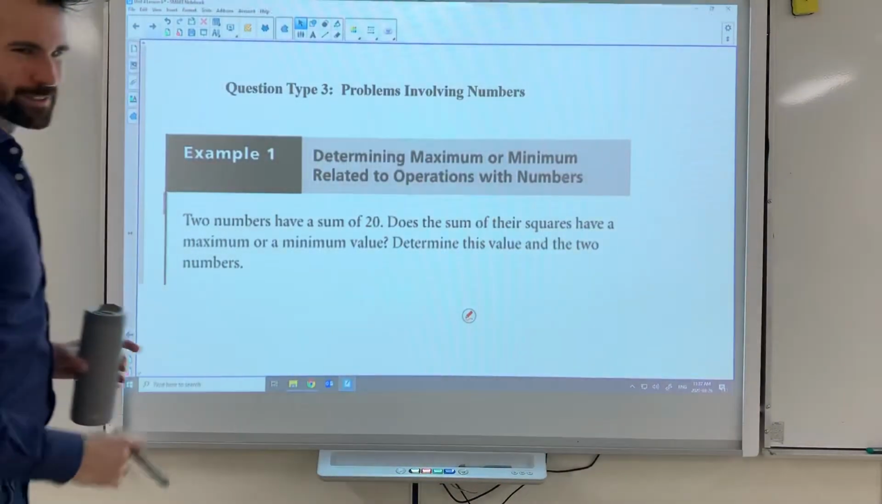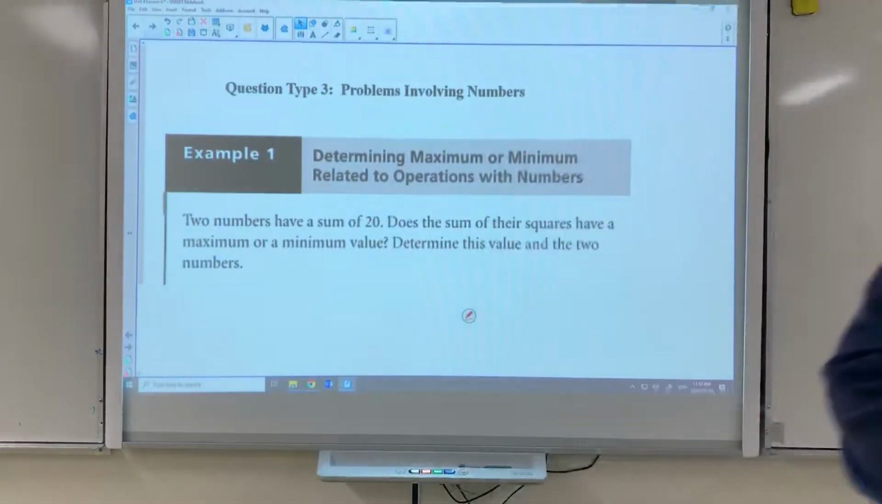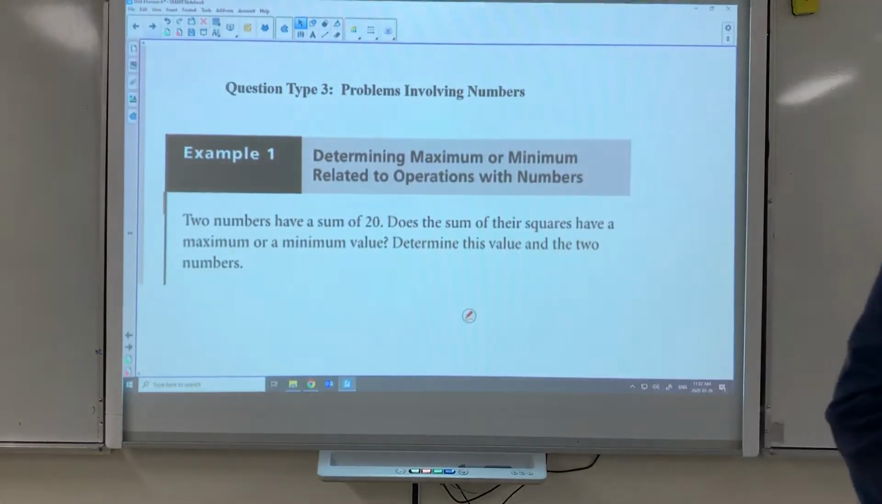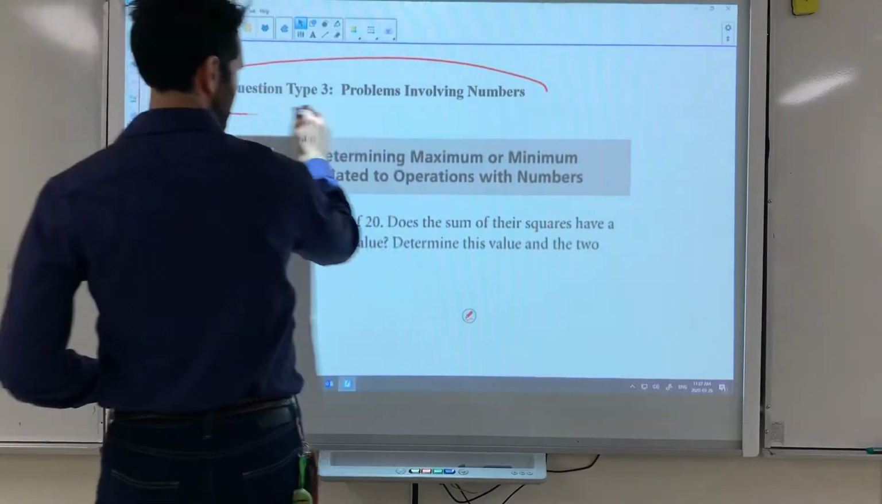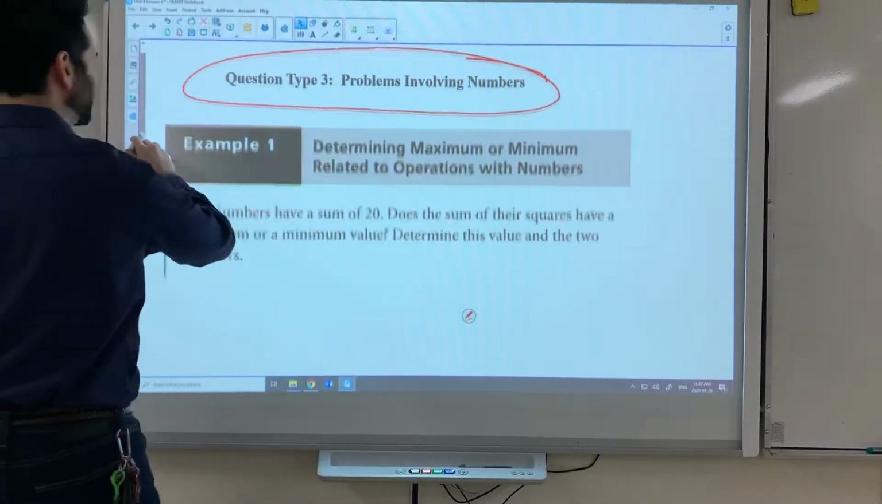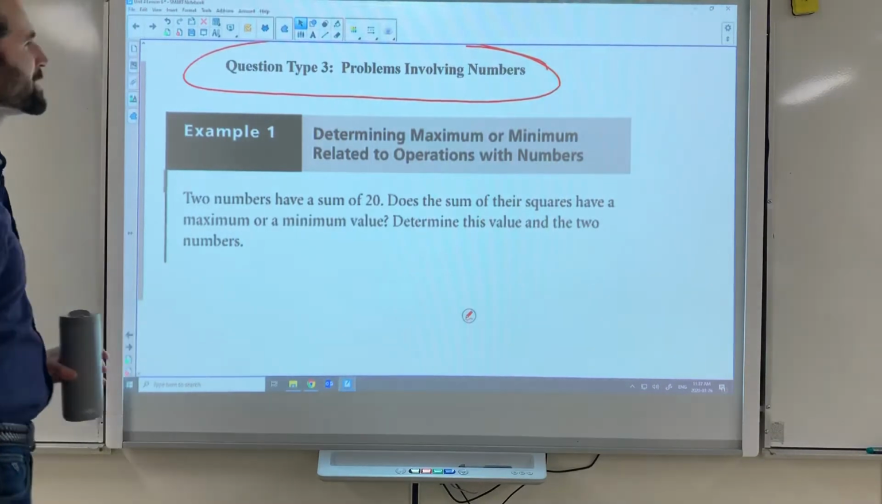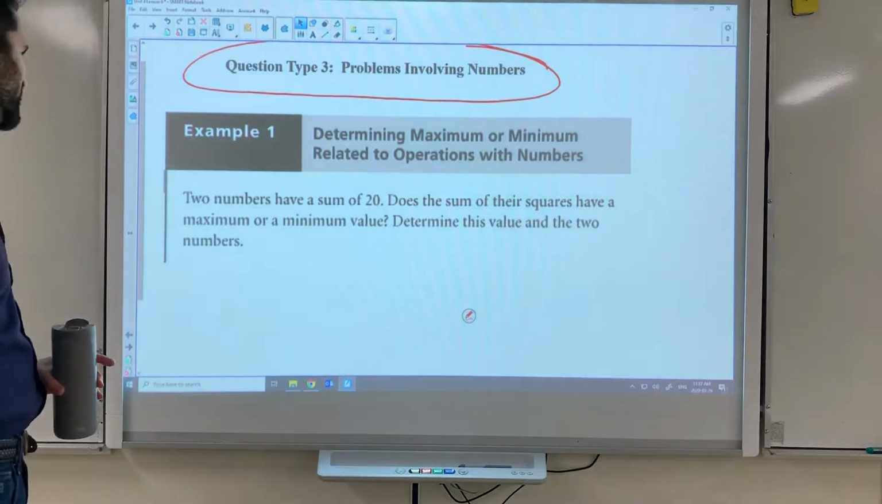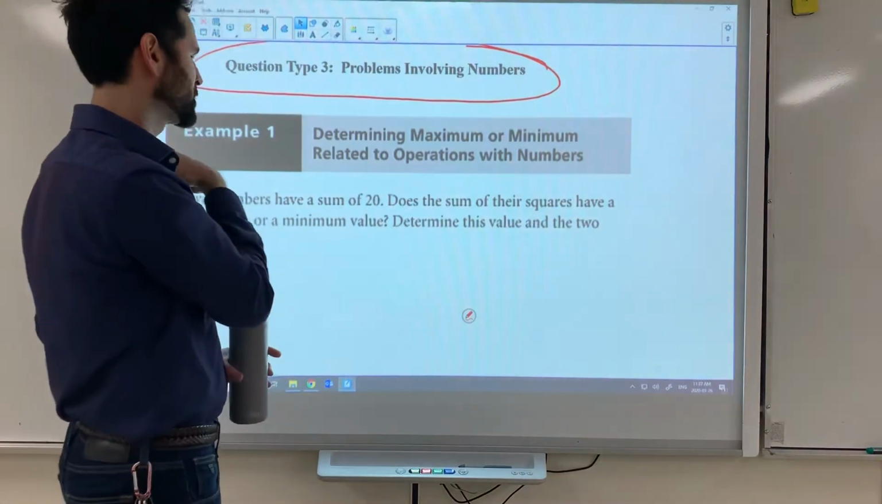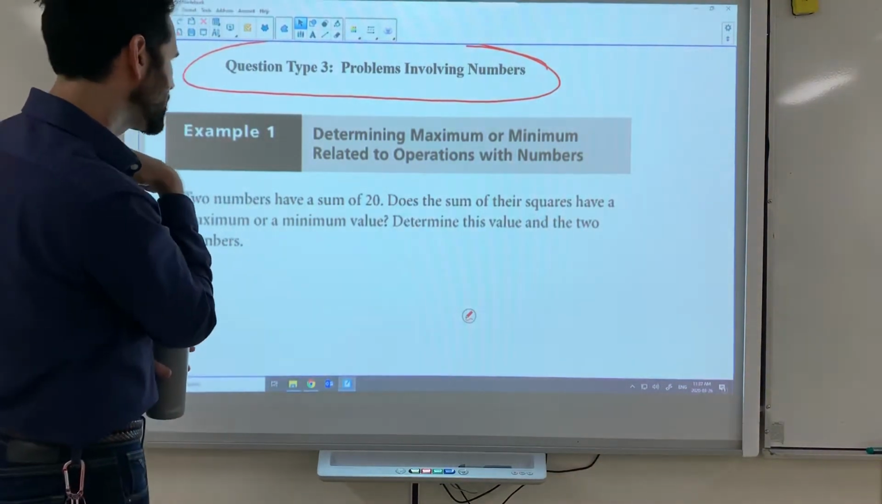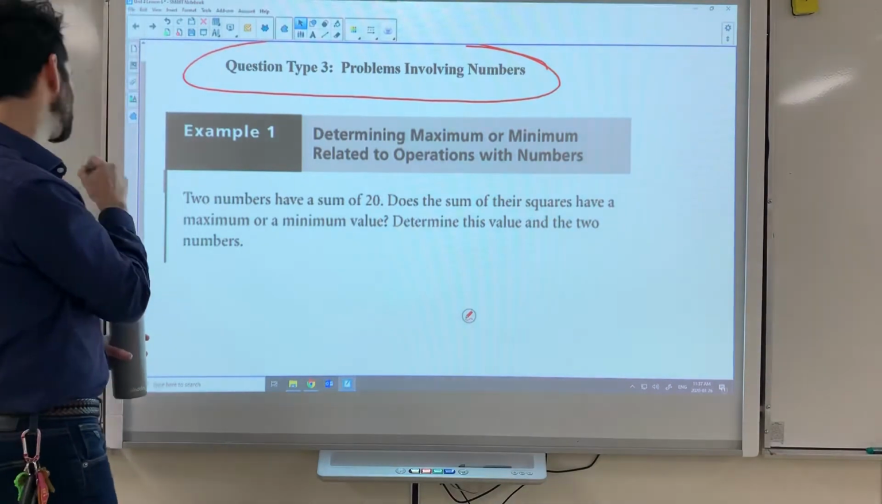All right, we're getting into the meat and potatoes. We got 2 more question types. Actually, this is the one I don't like at all. They're not hard, I just don't like them. So problems involving numbers. This is a really weird one. I grabbed an example from an old textbook that was really good. So determining max or minimum related to operations with numbers.